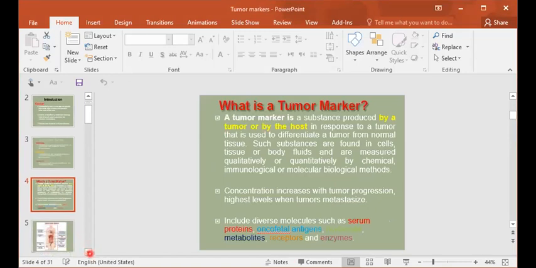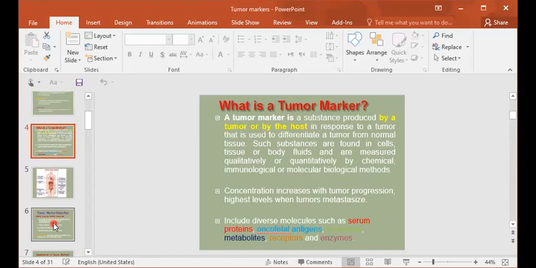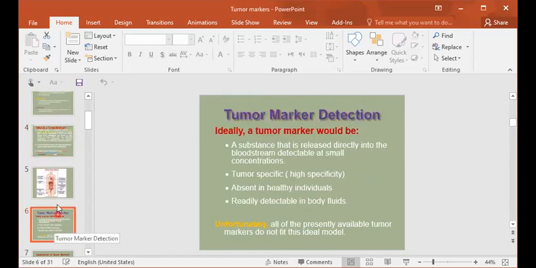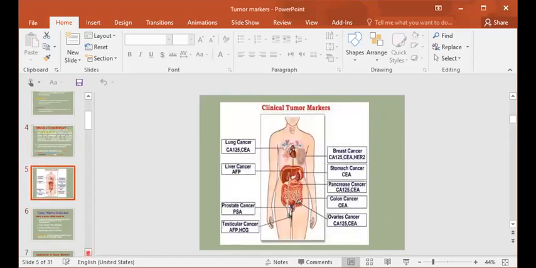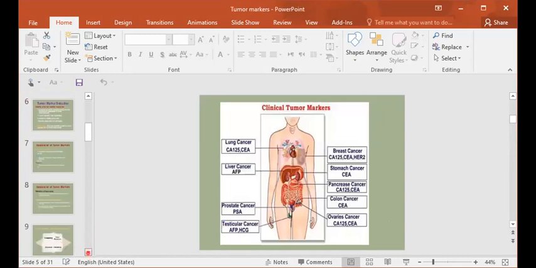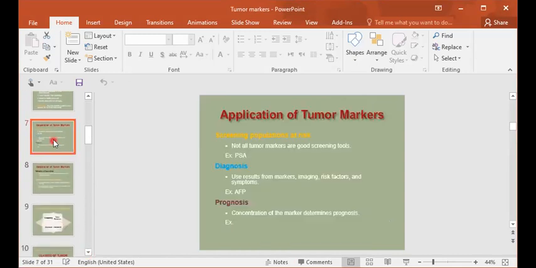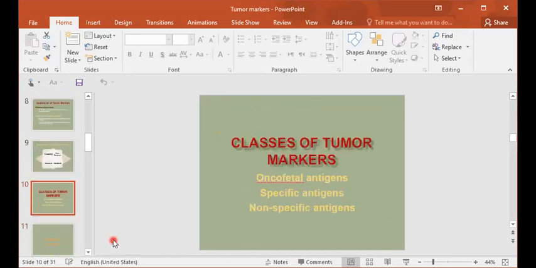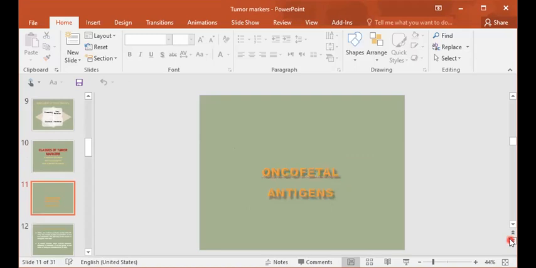So as we can see here, tumor markers can be classified into, let's move to the classification. The classes, they can be oncofetal, specific antigen, non-specific antigen. So let's move first to the oncofetal antigen.